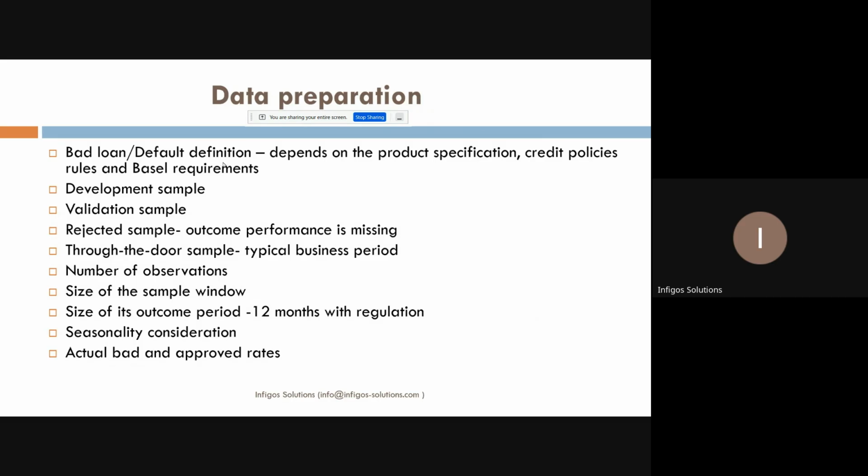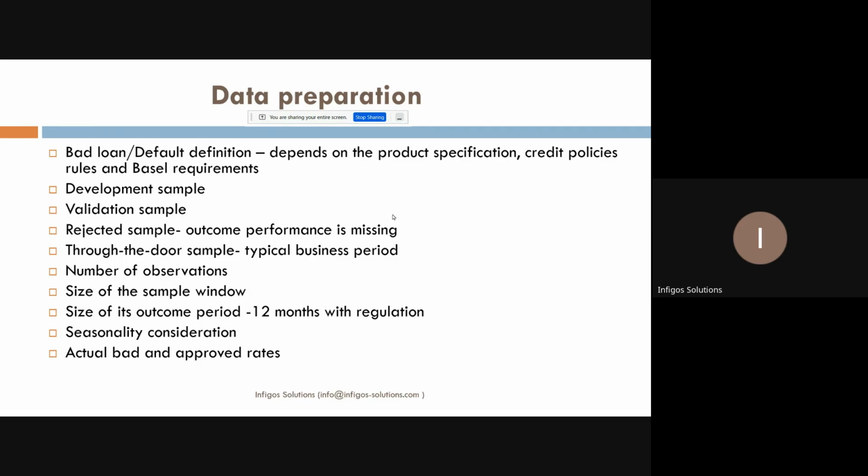Bad definition depends on the product specification, credit policies, and Basel requirements. And then you have development sample, validation sample, rejected sample, through-the-door population, and each sample will have a number of observations. You have sample window, you have outcome window.